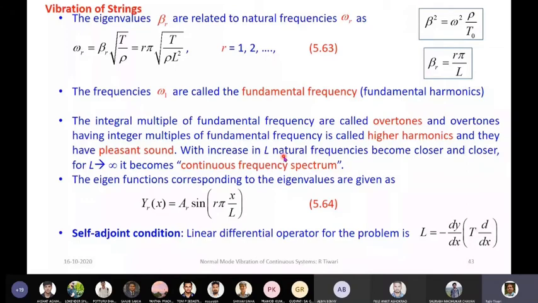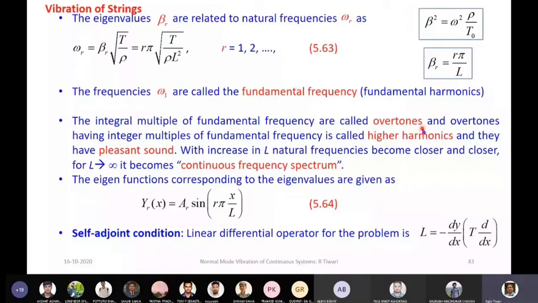So here you can see the length L of the string is appearing in the natural frequency. If L is increasing gradually, what will happen? The fundamental natural frequency will decrease. Let us say omega 1 if we are talking about. If L is increasing gradually, omega 1 will have lesser and lesser value. If it is very large, what will happen? Because the overtones, the higher harmonics, are also integer multiples of the fundamental one, all the natural frequencies will come closer and closer as we increase the length of the string.